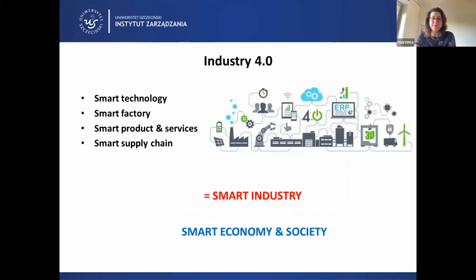Industry 4.0 is always connected with 4 elements: smart technology, smart factory, smart products and services, but also smart supply chain. These 4 elements create the smart industry, which has a big impact on smart economy and society.